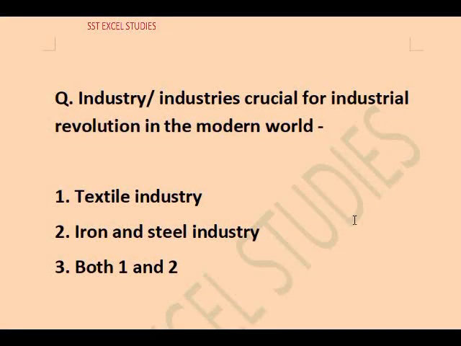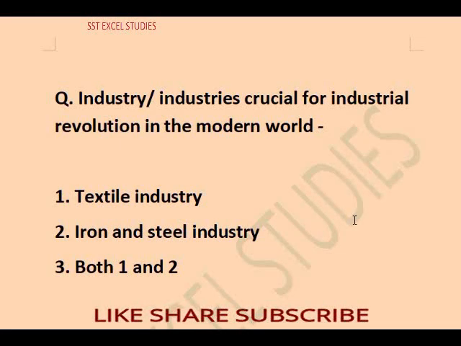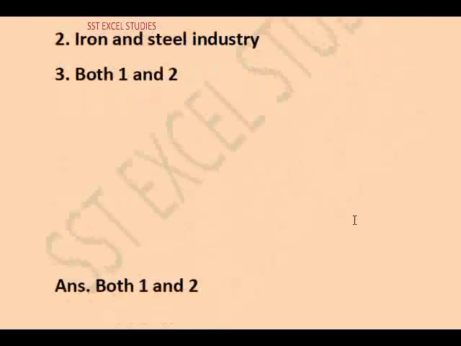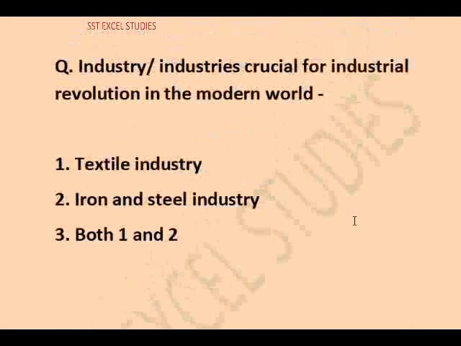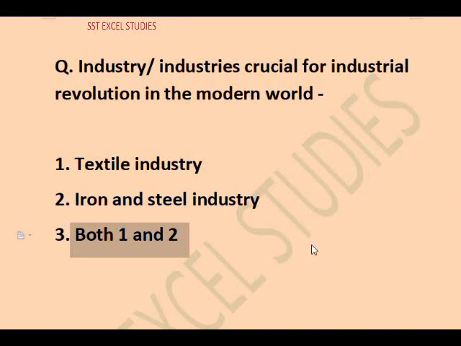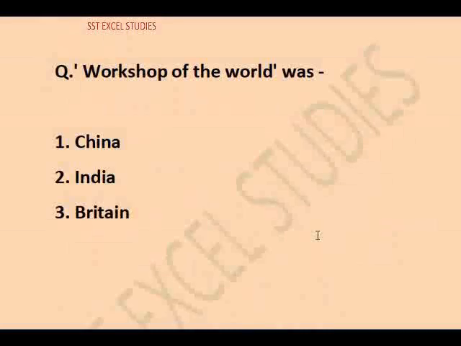Next question is, which industries were crucial for industrial revolution in modern world? Options are textile industry, or iron and steel industry, or both 1 and 2. Answer is both 1 and 2. Both the industries are very crucial for the industrial revolution in modern world.